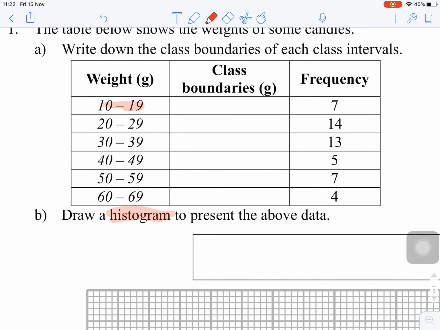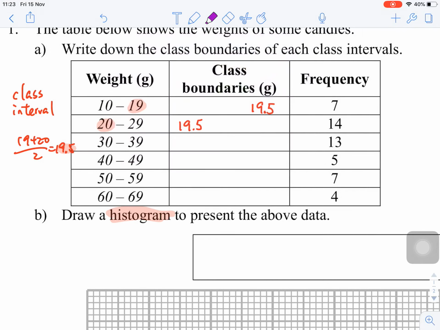The first one, the weight. This is the class interval. Okay, we are going to construct the class boundaries based on class intervals. But how can we do it? Now, consider the following data. 19 and 20. What is in the middle? 19 plus 20 over 2 is 19.5. We got this data, 19.5. We put it here and there.